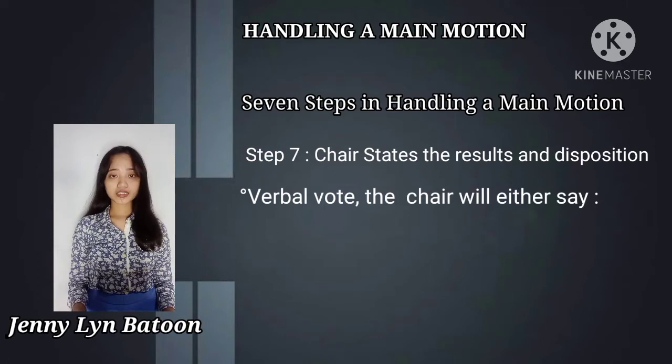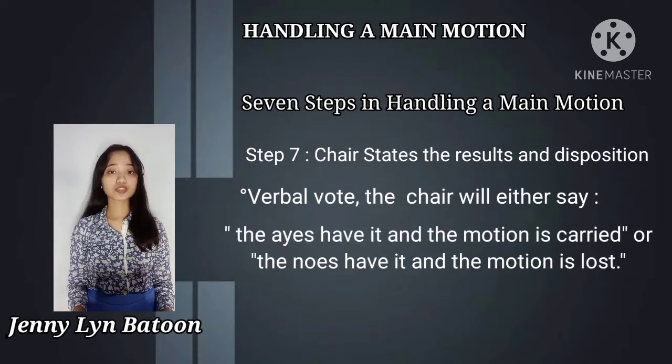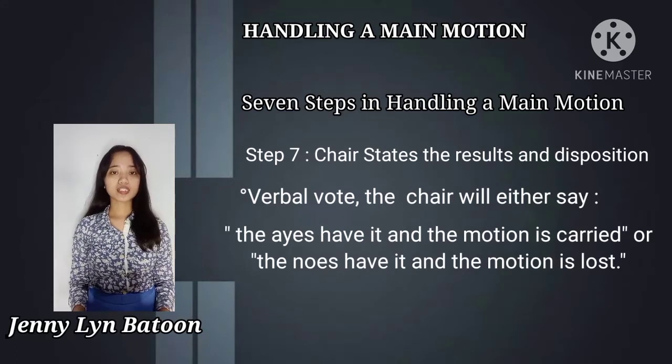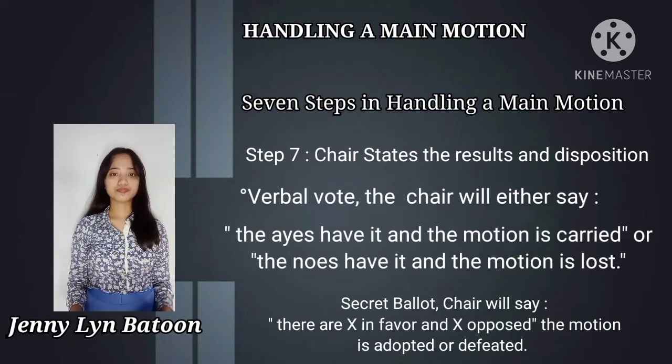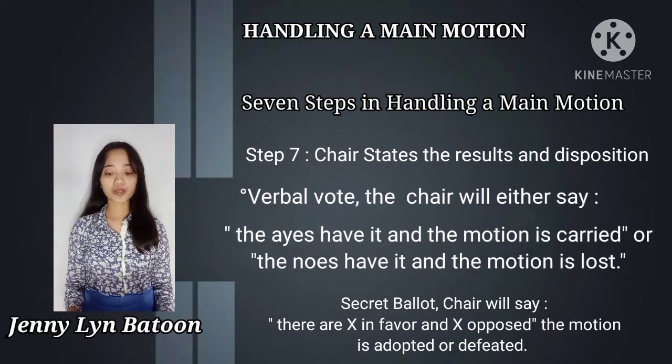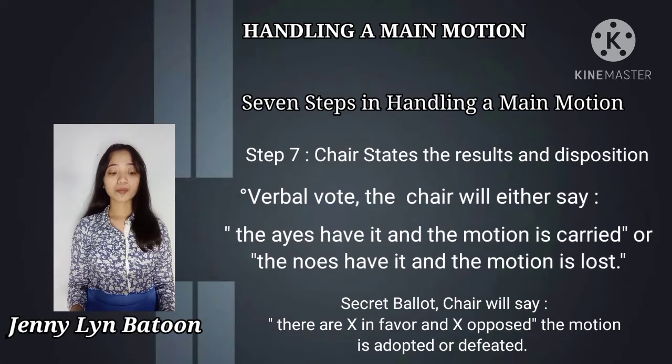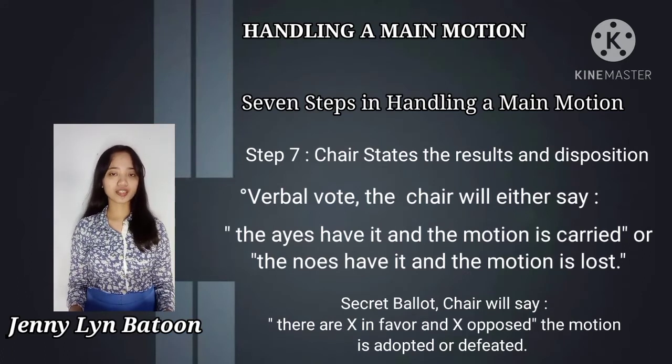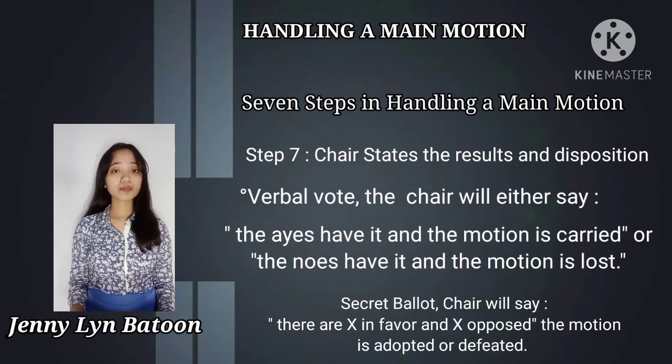the chair will either say, "The ayes have it and the motion is carried," or "the noes have it and the motion is lost." You may be asking if it is possible to vote secretly or privately. The answer is yes, and it is called a secret ballot. Then the chair will say there are X in favor and X opposed. The motion is adopted or defeated. So, those are the 7 steps in handling a main motion.